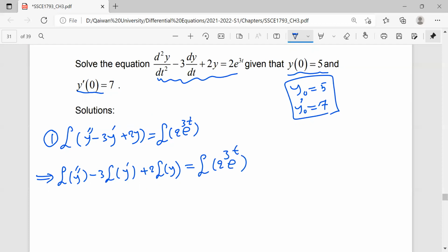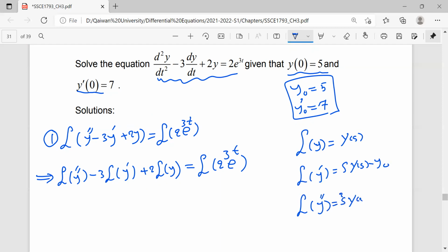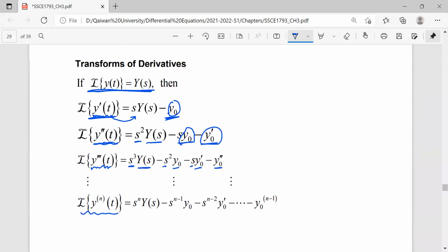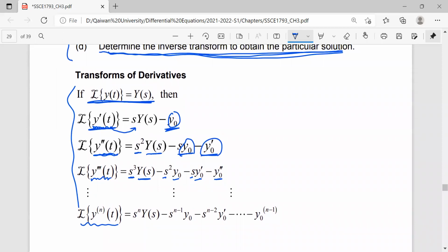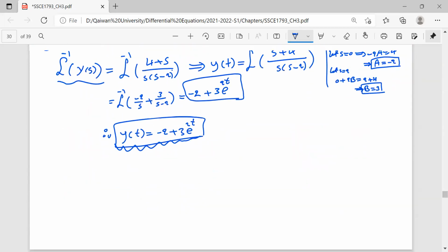Now we take the Laplace transforms. The Laplace transform of y equals y of s. The Laplace transform of y prime equals s y of s minus y naught. The Laplace transform of y double prime equals s squared y of s minus s y naught minus y prime naught. Here we have these rules, and I've just written them down above.